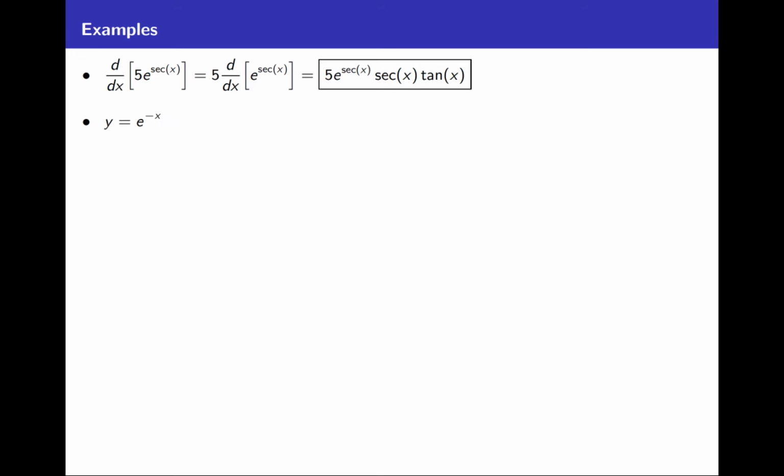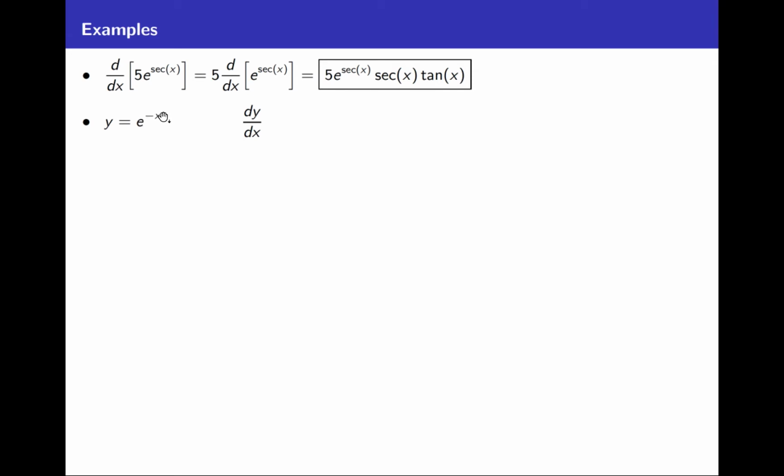Here's another one. y equals e to the power of minus x. And what we want to do here is find the derivative dy/dx. This problem is simple enough that it might almost trip you up. It looks so much like e to the power of x that you might say, well, the answer is going to be e to the power of minus x. But let's be really careful. This is not e to the power of x. It's e to the power of negative x. That's a function of x right there.